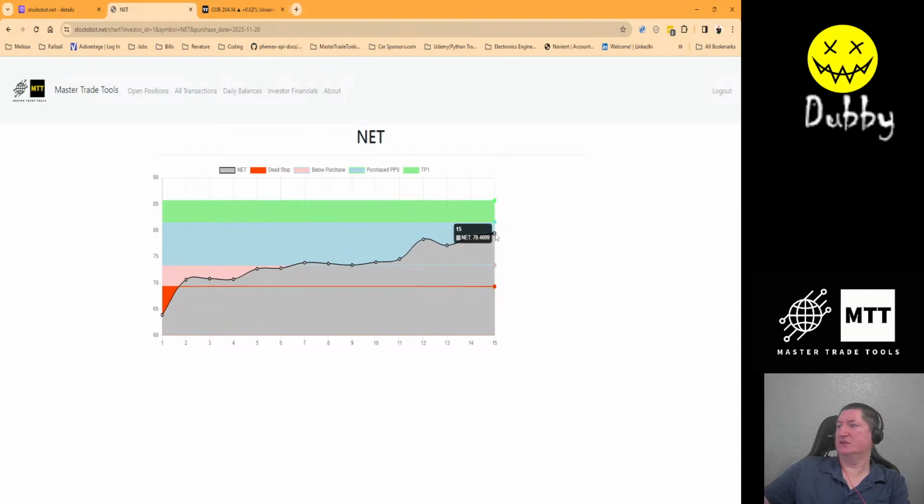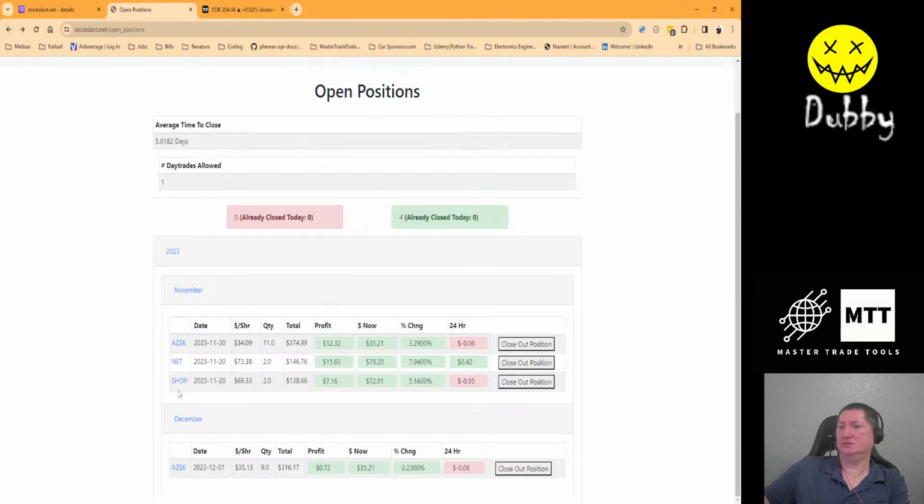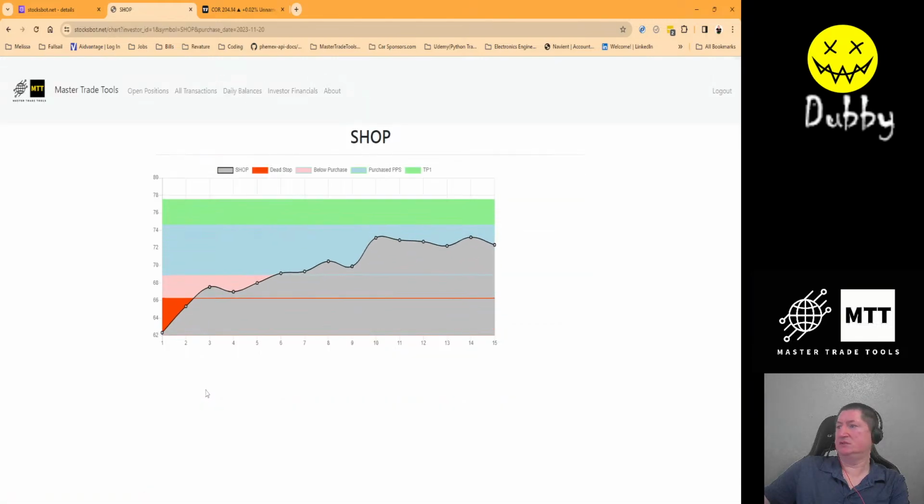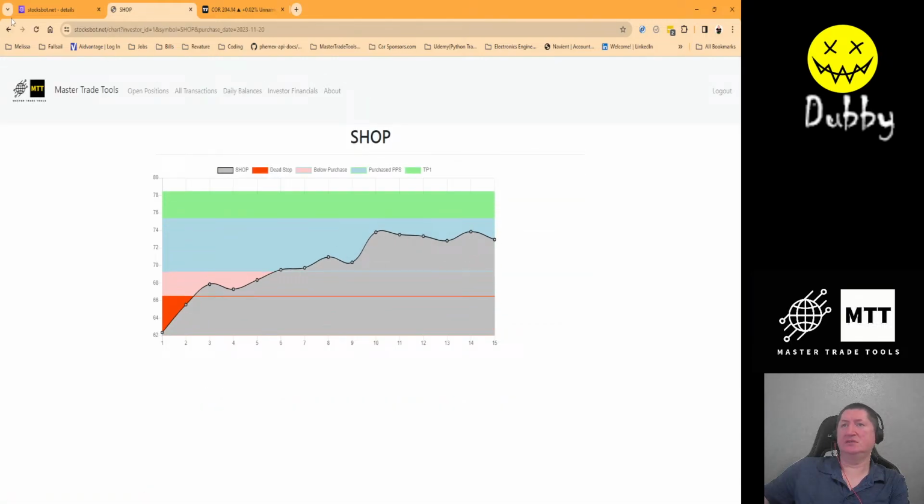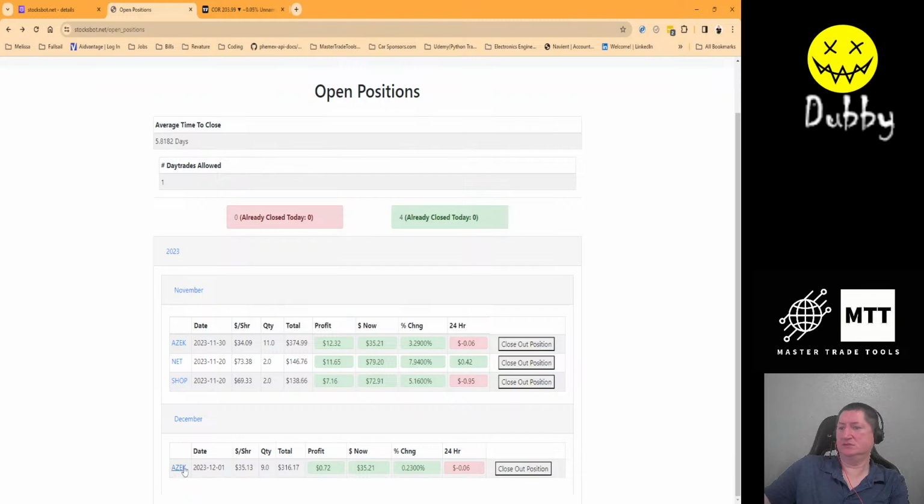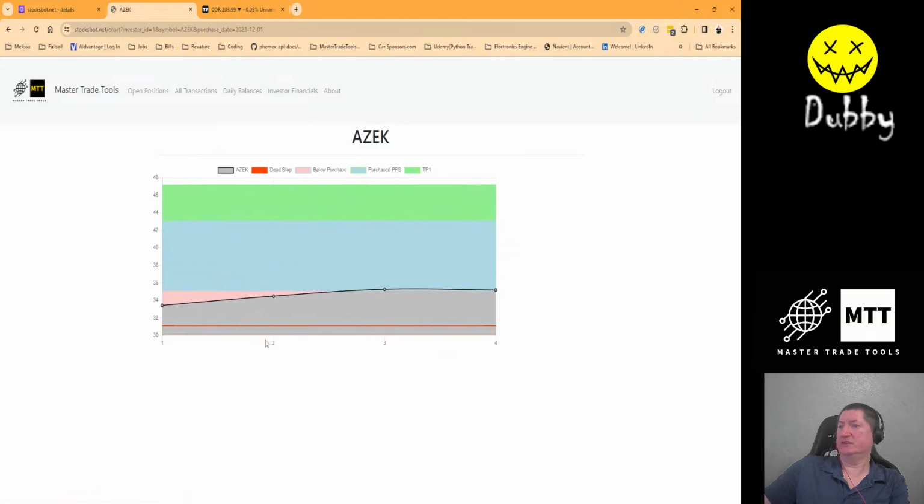Looks like net's about to close out on that one too. Shopify, like I said, a little bit of a pullback this morning. We already looked at AZAC.